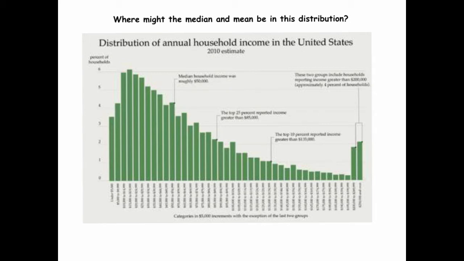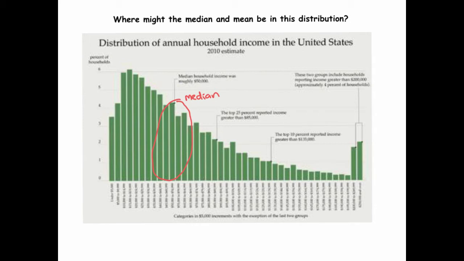Notice it says the median household income was $50,000, and that is right around here. So in this bar here, that's the median. Notice it's more towards the center of mass of this histogram, which makes sense to me, because most of the people make an income that's over here on the left-hand side. Fewer people make the incomes as you move to the right.